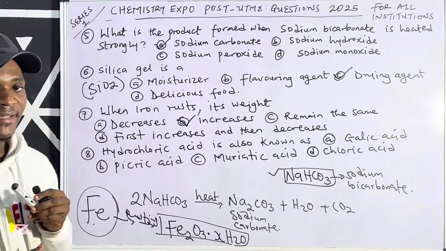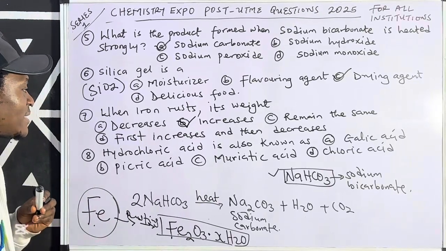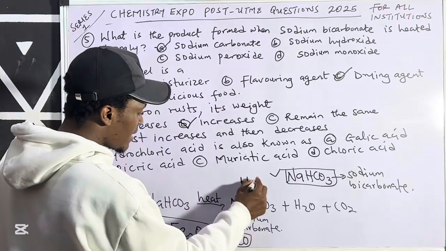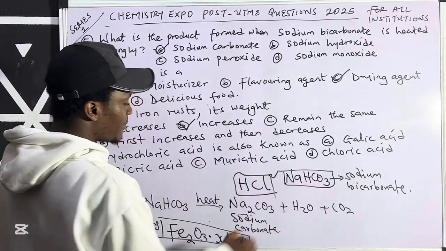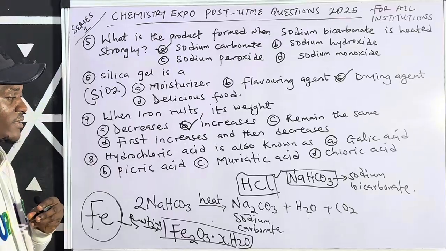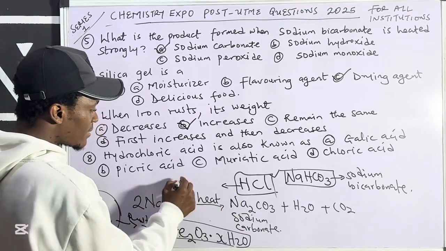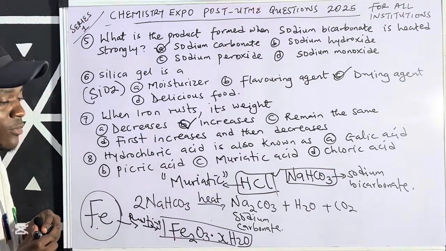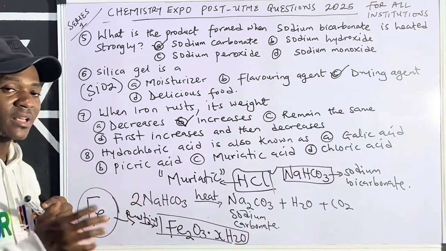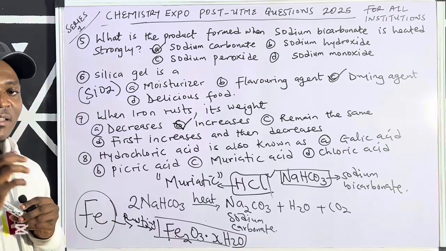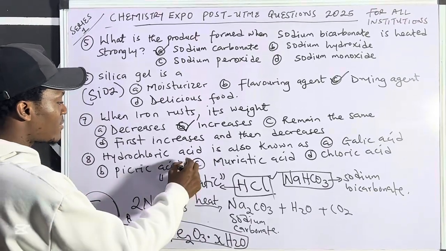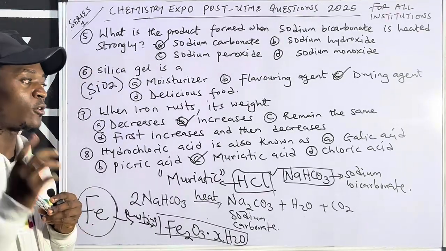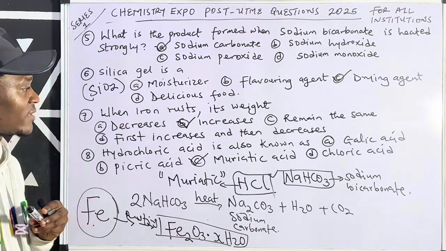Then question 8. Hydrochloric acid is also known as dash, meaning HCl, that's the formula of hydrochloric acid, is also called dash. The answer to this question is muriatic acid. That is the answer to the question. So another name for hydrochloric acid is called muriatic acid. So the correct answer is option C. So it's not garlic, it's not picric, it's not chloric, but rather it is muriatic. Take note of that.